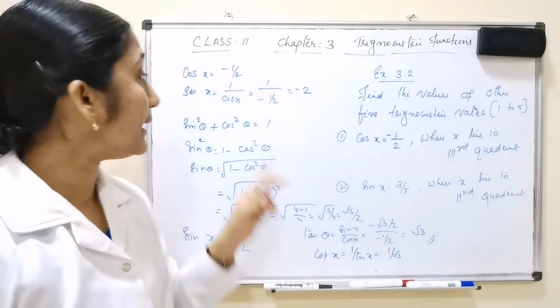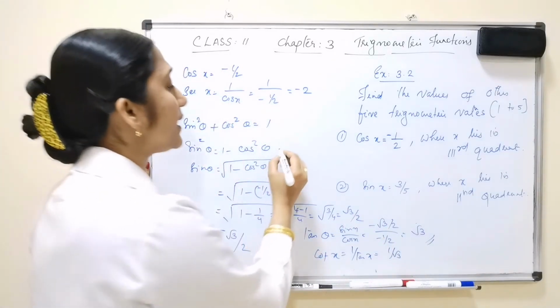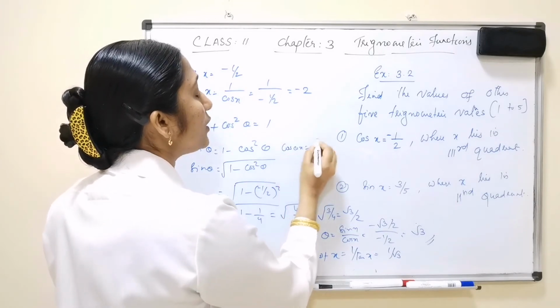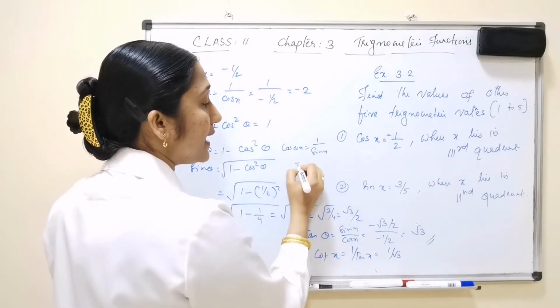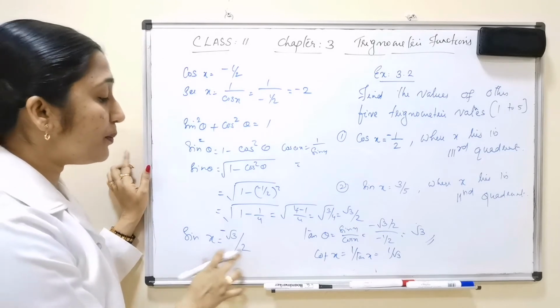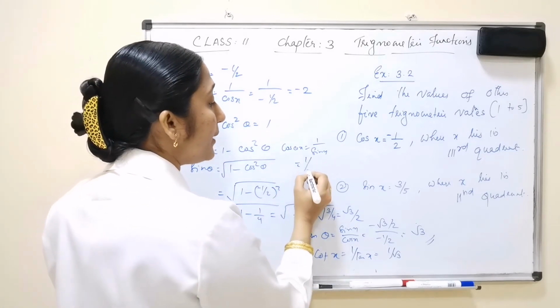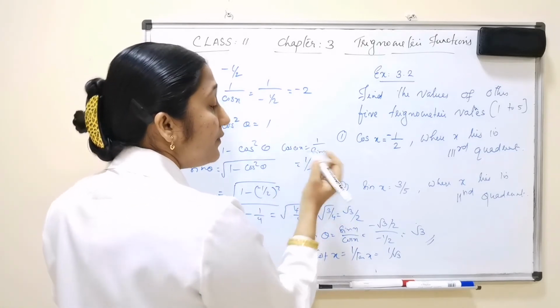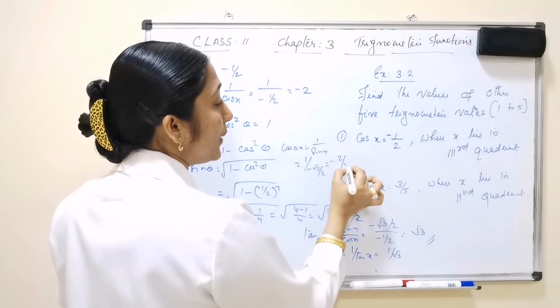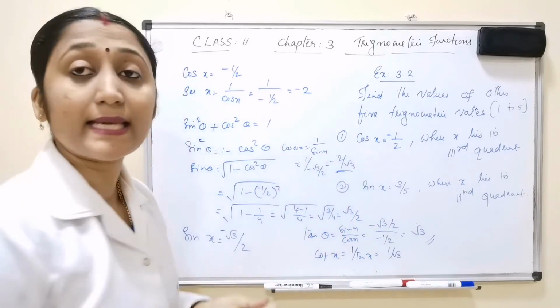Next we want to find the cosec. Cosec x is equal to 1 by sin x. Sin x equals minus root 3 by 2. So 1 by minus root 3 by 2 is minus 2 by root 3. This is the cosec value.